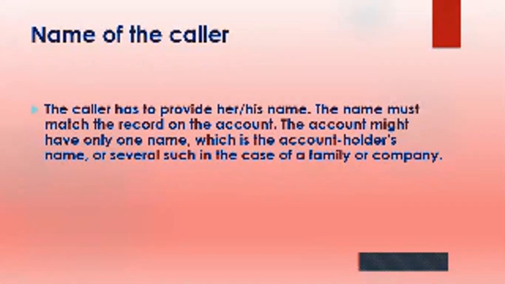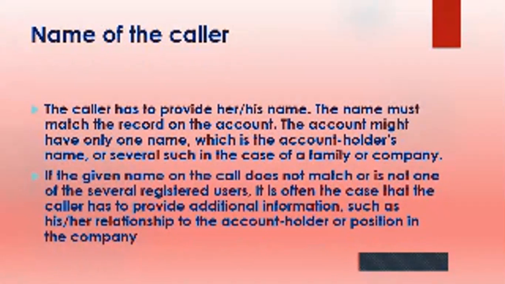Name of the caller. The caller has to provide her or his name. The name must match the record on the account. The account might have only one name, which is the account holder's name, or several, such as in the case of a family or company. If the given name on the call does not match or is not one of the several registered users, it is often the case that the caller has to provide additional information, such as his or her relationship to the account holder or position in the company.